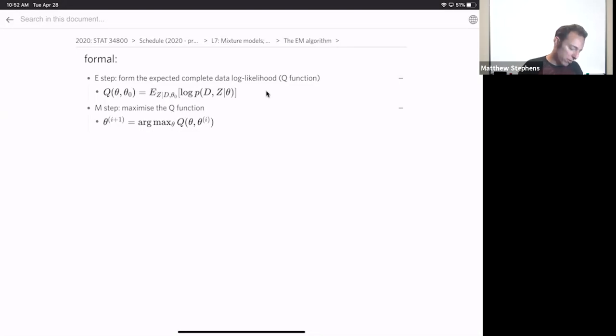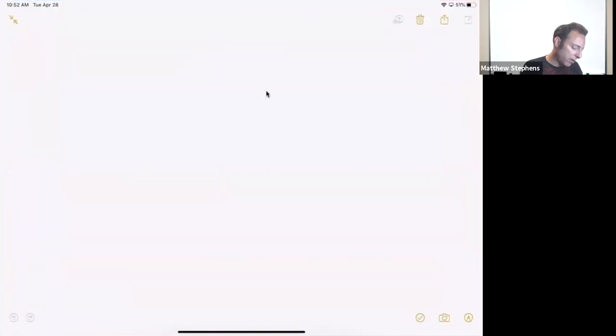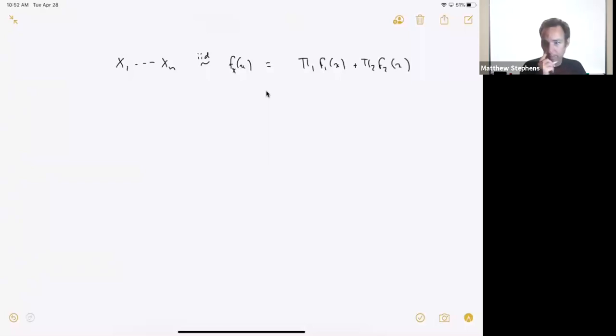Let's suppose the two distributions are known. Okay, so we've got x1 up to xn. We'll just do a mixture of two components. So we're going to assume that they come from f of x, iid. I'm just going to do a mixture of two, so I can just write it out: pi1 f1 of x plus pi2 f2 of x.